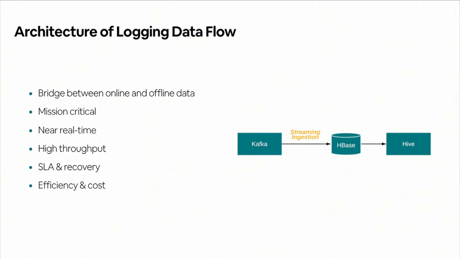Streaming ingestion is very important to Airbnb because it's essentially the bridge between online and offline data. It makes it available for everyone in the company to run complex analytics and machine learning on top of this data. It's mission critical to Airbnb, it's near real time, and it's ingesting hundreds of Kafka topics with really high throughput. Because of the criticalness of this job, we have a really tight SLA. When something goes wrong, it needs to recover very quickly. Because it's a large-scale job, there is also consideration of efficiency and cost.